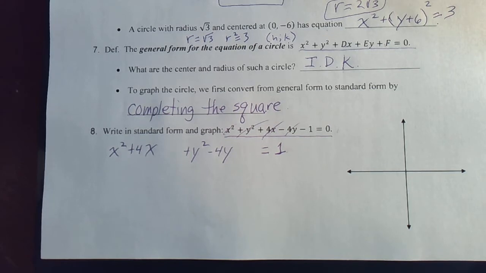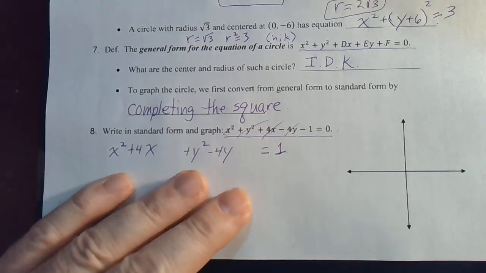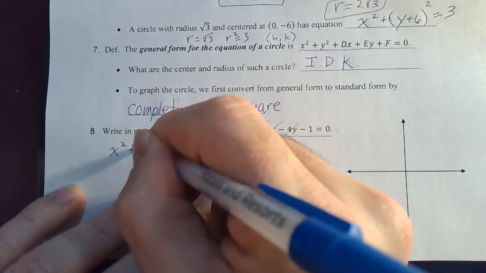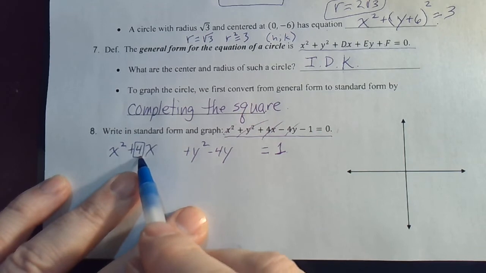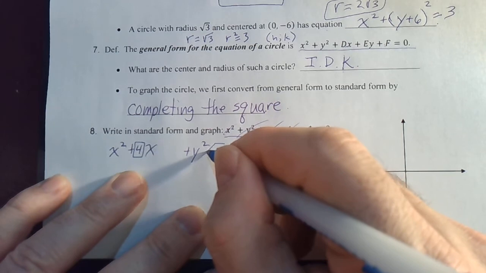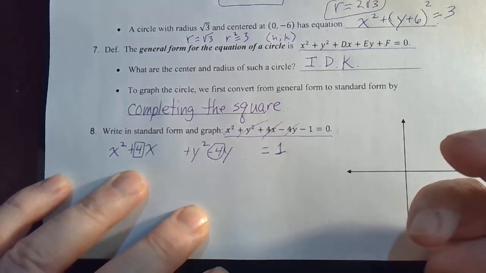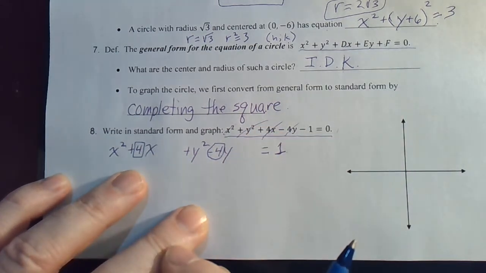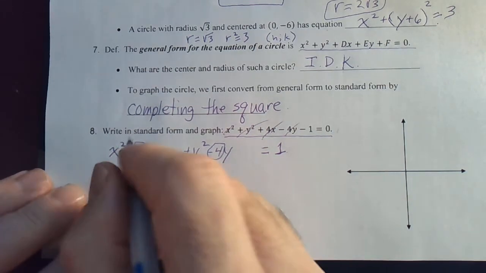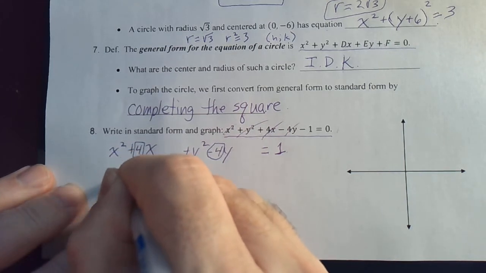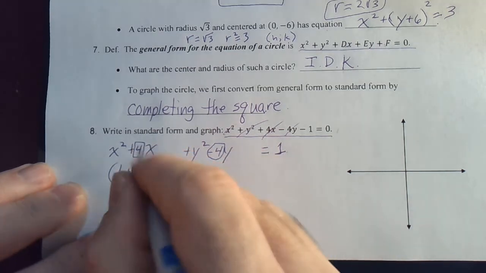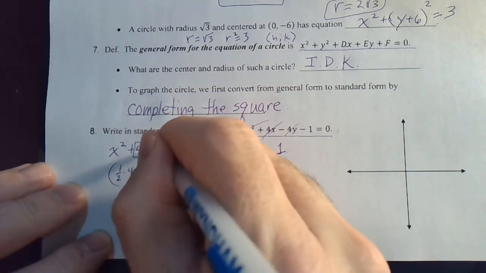Okay, now we're going to complete the square. How do you complete the square? Well, you take the coefficient of the x and the y, you take half of it and square it. So this is kind of like what I call a magic number. Half of 4, squared, is 2 squared, which gives us a 4. So I'm going to add a 4 there.